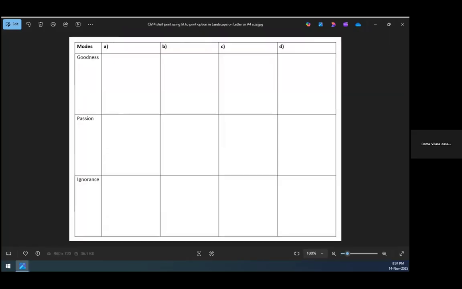Now, why this chart we're going to populate today will be helpful is that of the way the verses are laid out in chapter 14. One verse talks about goodness, then the next verse talks about passion, then the next talks about ignorance on a particular point. Then again, another verse starts from goodness, then passion, then ignorance. So it is kind of scattered all over. And if I only want to look at goodness, then this chart will become helpful.